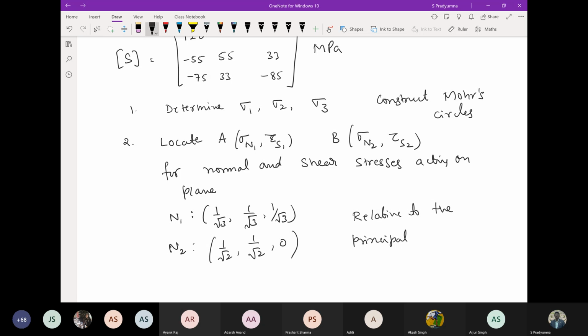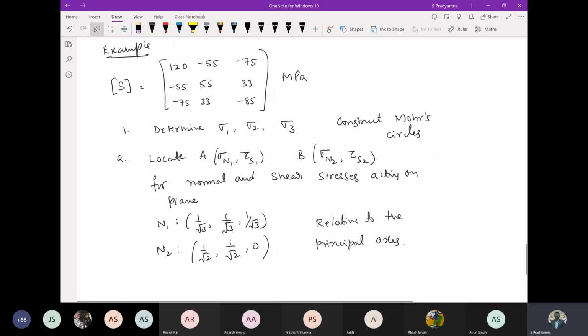So this is the example. First we have to find out sigma 1, sigma 2, sigma 3, the principal planes, principal stresses, as per the procedure we have already discussed, and then use those values and find out what is sigma n and tau s for the given values. And let's see where in the exact Mohr circle these 2 points lie.